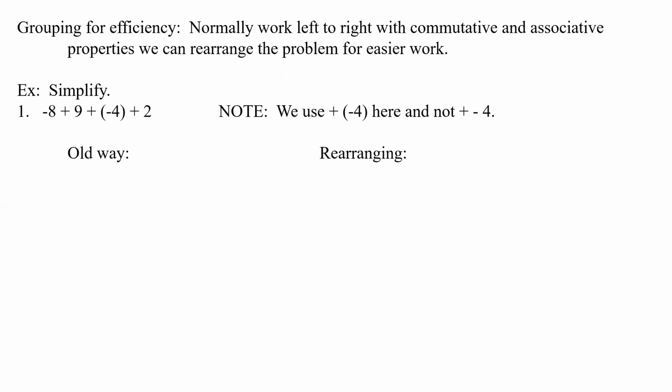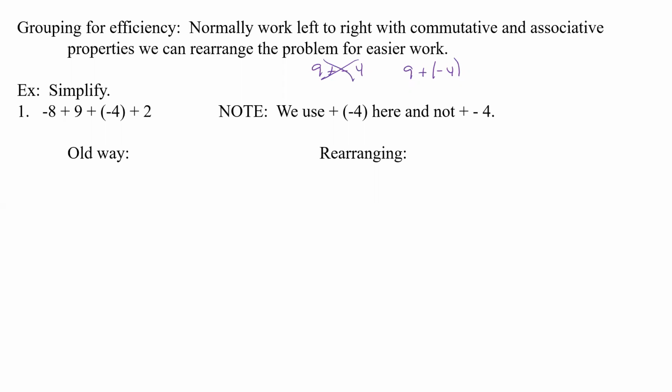Here we have an expression that we're supposed to simplify: negative 8 plus 9 plus negative 4 plus 2. Note that we say 9 plus a negative 4. We don't say plus minus 4. That's not a correct thing, so we're never going to say 9 plus minus 4. We're going to say 9 plus the opposite of 4 and put that in parentheses like that.